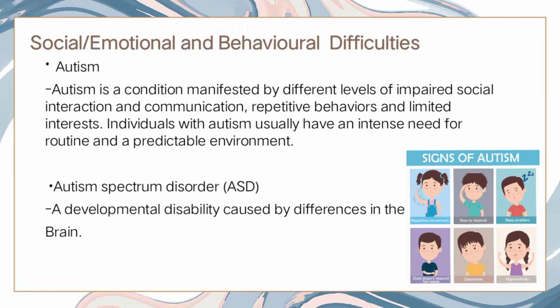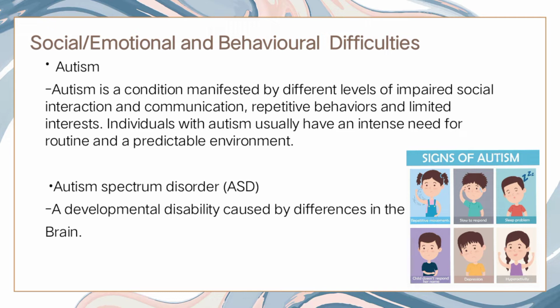Autism is a condition manifested by different levels of impaired social interaction and communication, repetitive behaviors, and limited interest. Individuals with autism usually have an intense need for routine and a predictable environment.